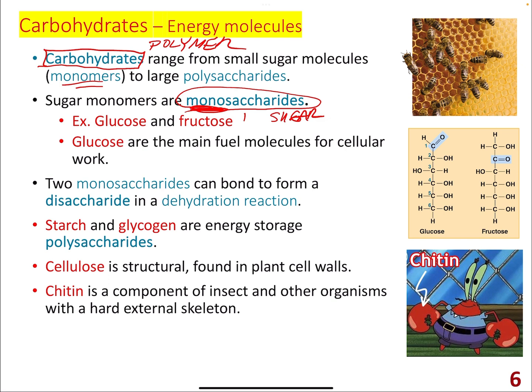If you add two monosaccharides, that's 1 + 1 sugar, you're going to make a double sugar. That's what a disaccharide is. And again, to make something larger, you are going to have to pull out water. Remember, it's dehydration synthesis, like from that last video clip.